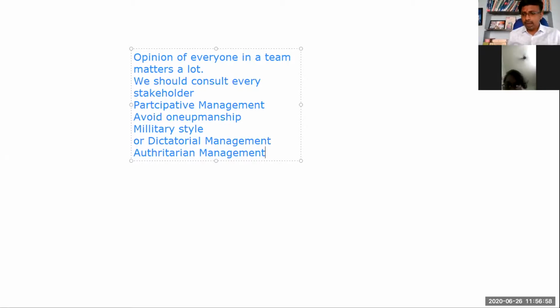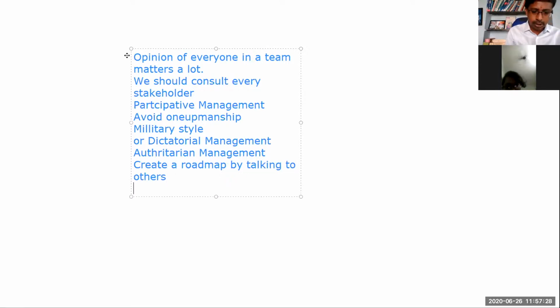So they're all educated, highly qualified people, taking care of different departments, very well disciplined, highly respected people, people with a lot of expertise, experience, knowledge. So we should make use of all this. We'll have to ask them, consult them, and we should create a roadmap by talking to people, talking to others, understanding them, understanding their needs.